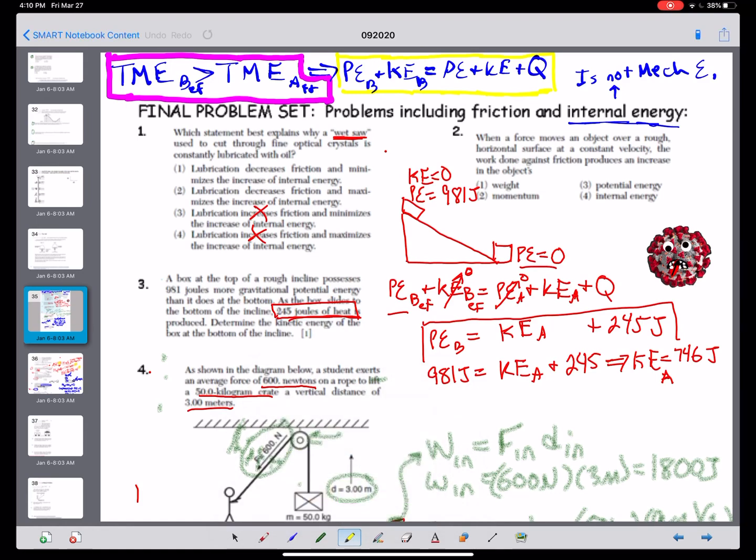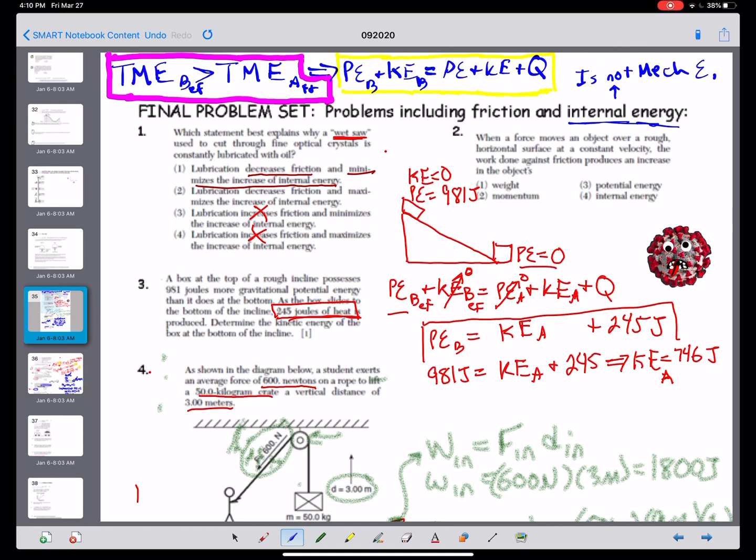All right, back to the red here. So we're decreasing friction and minimizing internal energy. So I'll put a wet saw video up for you guys. Let's look at number 2. And you could read it too. Pause it, read it, and come back.